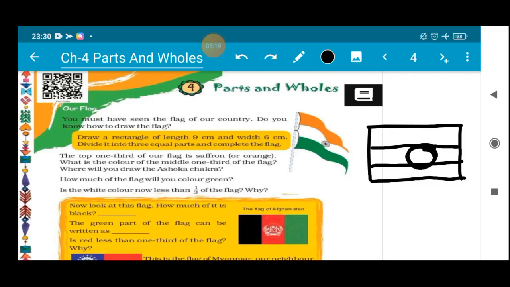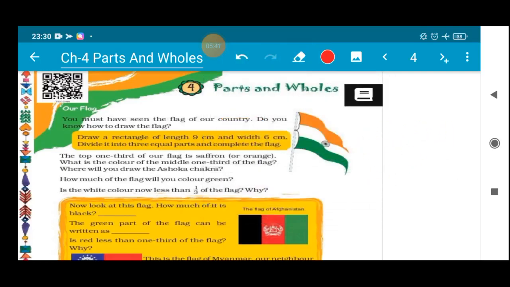So what they have asked us to do is draw a rectangle of length 9 centimeter and width 6 centimeter, divide it into 3 equal parts and complete the flag. So you can see here we have divided this rectangle, so you have to do it in such a manner only. You will do this with the help of your scale and pencil.